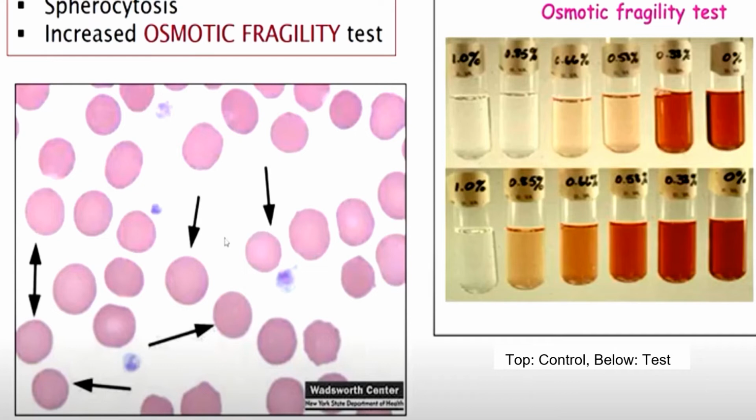If you direct your attention to the right side of the slide, you can see two rows of test tubes. The top row will correspond to the control, and the row at the bottom will be the test samples.